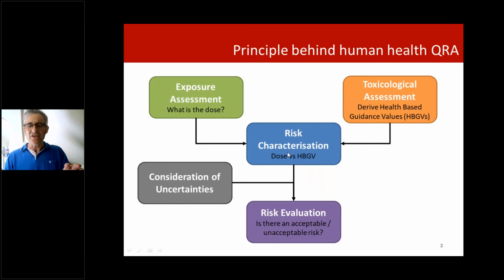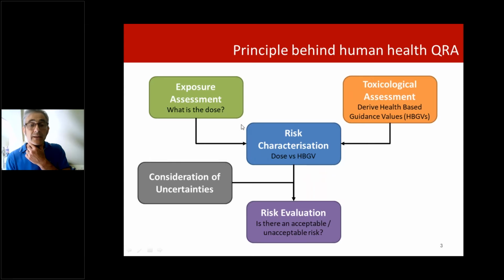But of course, the risk assessment doesn't just finish there, because a key part of any risk assessment is consideration of the uncertainties. We need to think about the uncertainties. We need to think of the context and objectives of the risk assessment. Why were we doing the risk assessment in the first place? We take all that information together, and then we do a risk evaluation. The risk evaluation is where we're asking ourselves, is there an acceptable or an unacceptable risk? Is remediation or risk mitigation required, or is it not warranted? That kind of thing. So that's the overall principle behind human health risk assessment.